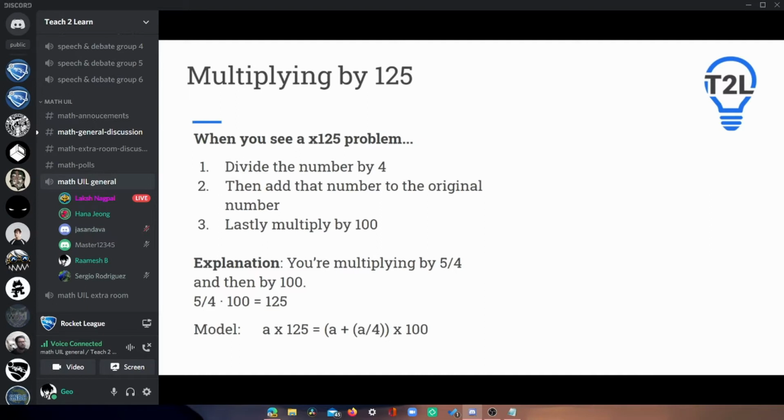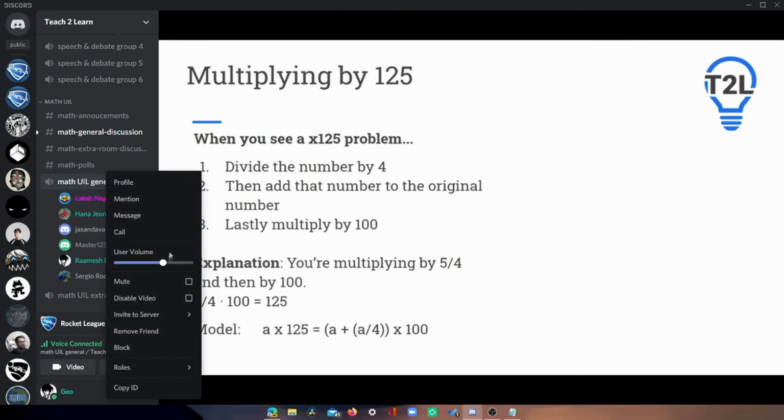So for example, if you have 32 times 125, first you just want to divide by 4 to get 8, add it back to the original number, so in this case 32, get 40, and then just multiply by 100 to get 4,000. So go ahead and try problems in the chat.